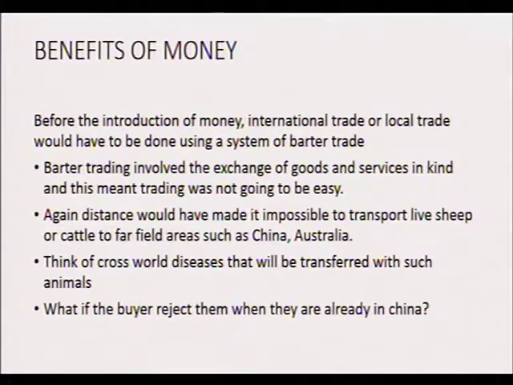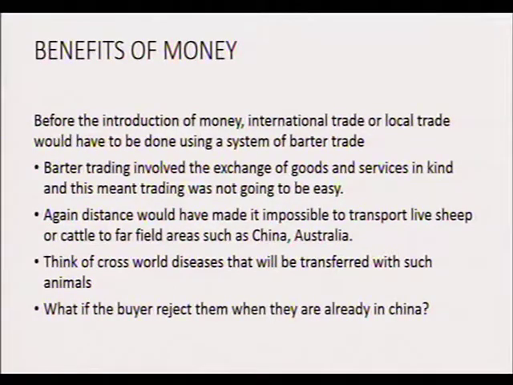Like most concepts, there are benefits. The benefits of money can be described in so many terms, but we start off with what was used before the introduction of money. International trade or local trade would have been done by using a system called barter trade. This is where I trade a good that I don't need for something else, and obviously I might receive what I need. Barter trading involved the exchange of goods and services in kind, and this meant trading was not going to be easy.